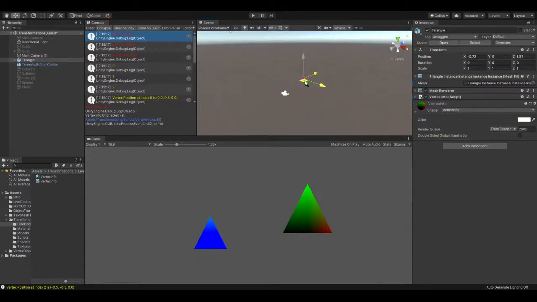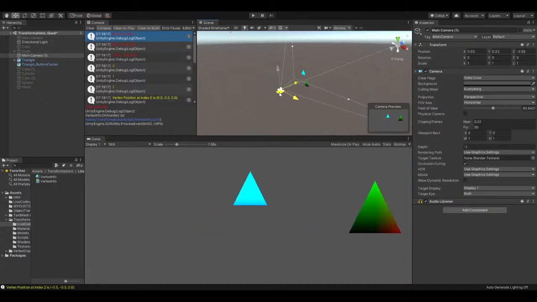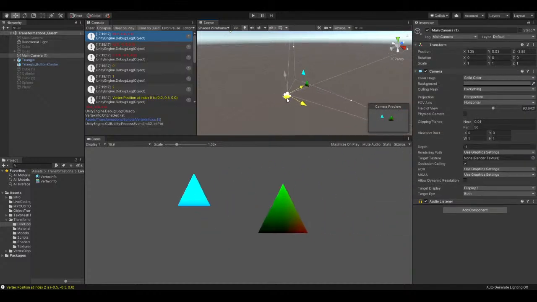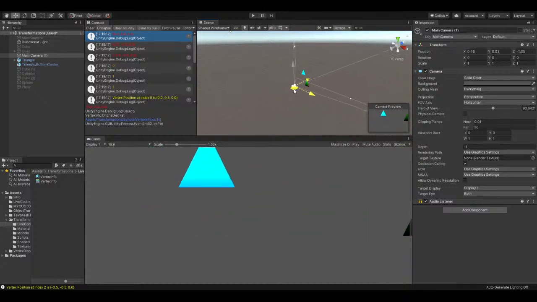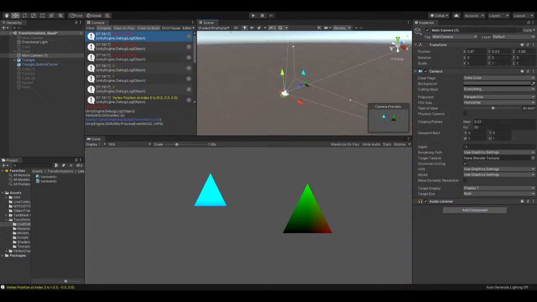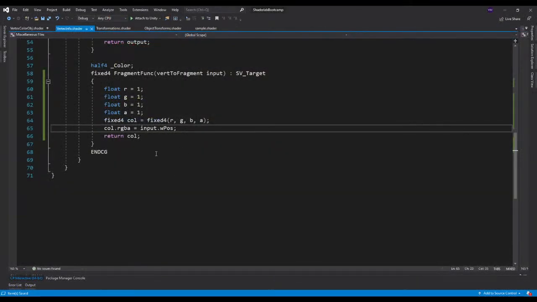Alright, now this is in Z, and I'm just going to pull it up in Y. Now let's move the camera. So you see, guys, whenever we move the camera, there is no difference. Okay, what I'm going to do is I'm going to now view it with the view position.